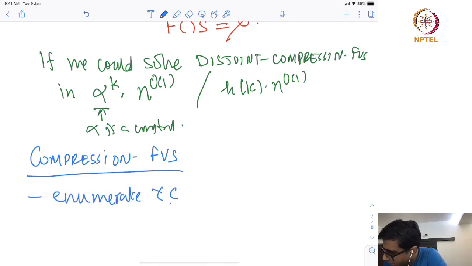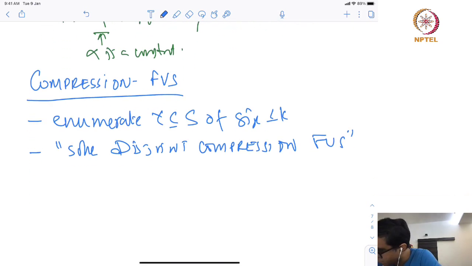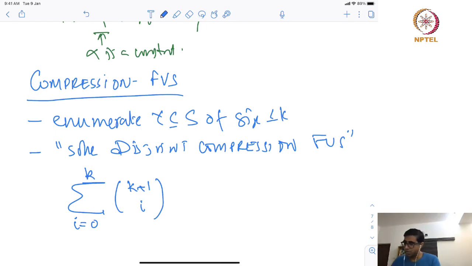Enumerate Y, a subset of S of size at most k, and solve disjoint compression FVS, right? So what is the running time of this algorithm? The running time is very simple. I want to sum this up, i going from 0 to k, k plus 1 choose i, right? So this is the size of S and this is a selection of Y.